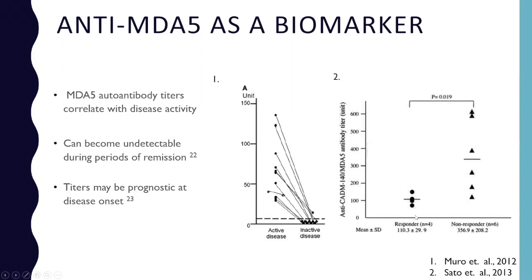So the second graph is showing the level of these autoantibodies in patients that responded to treatment was lower at diagnosis than the level of patients that didn't respond. They had higher autoantibodies at diagnosis.